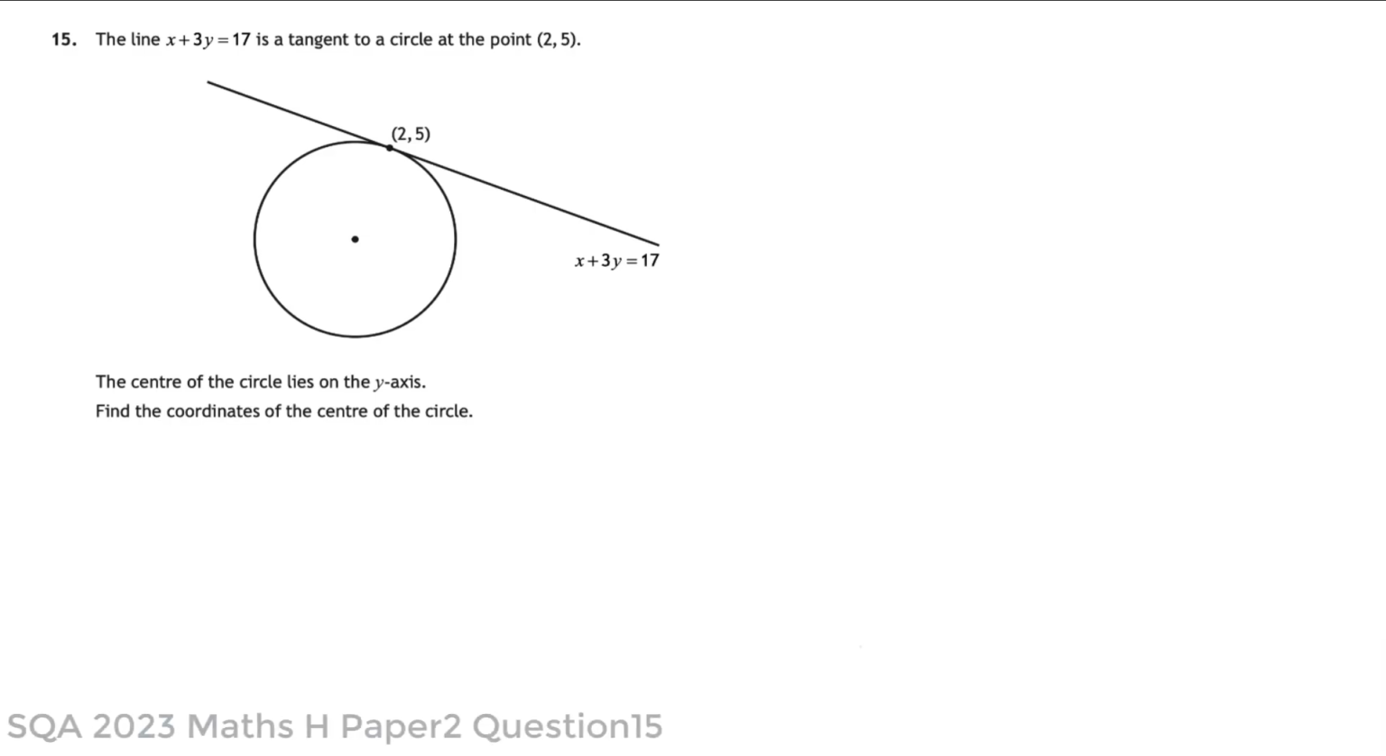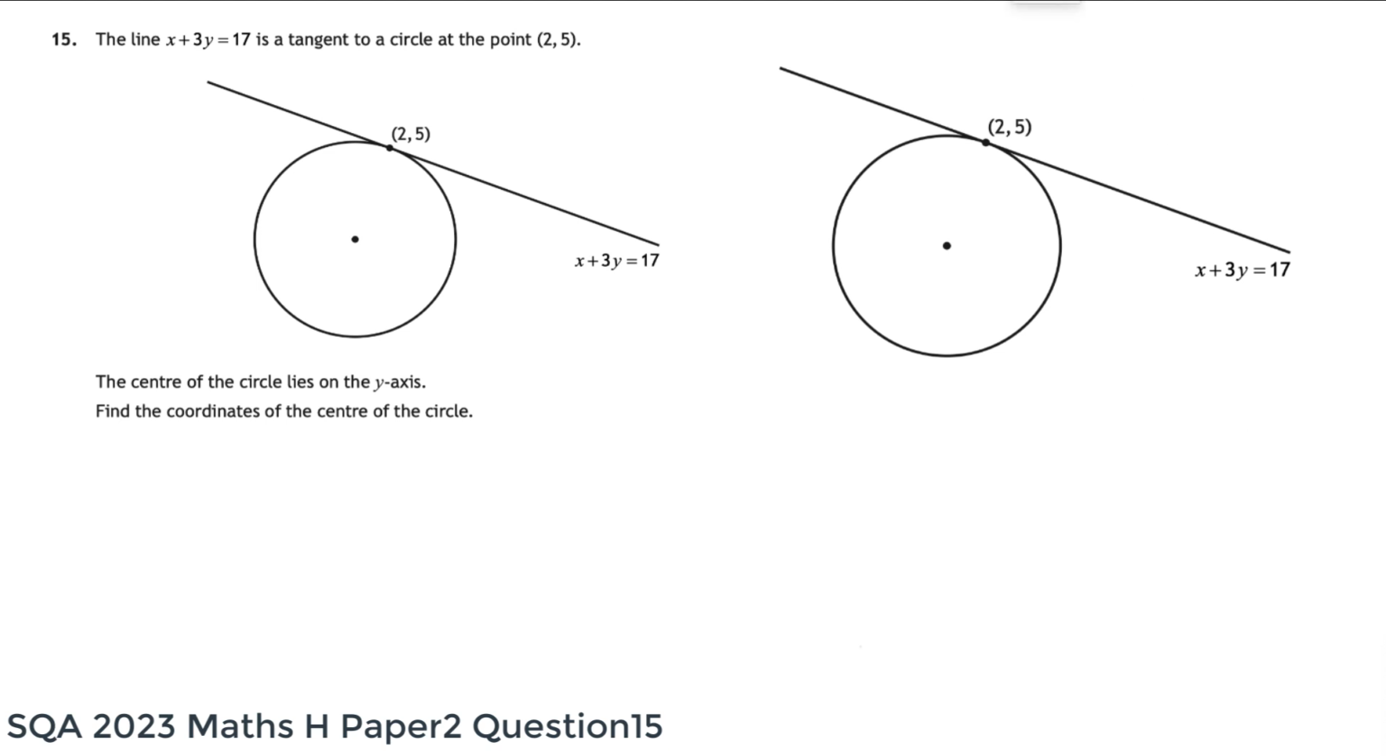Well, here's question 15. Diagram shows that we have a circle and a tangent that touches at the point (2, 5). Now we're told the equation of that tangent, and we're also told that the centre of this circle lies on the y-axis. Our aim here is to find the coordinates of that centre. So let's have a look at a working diagram, and we'll use that information that the centre of the circle lies on the y-axis.